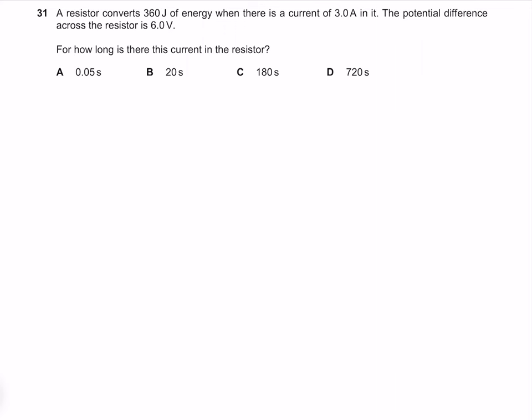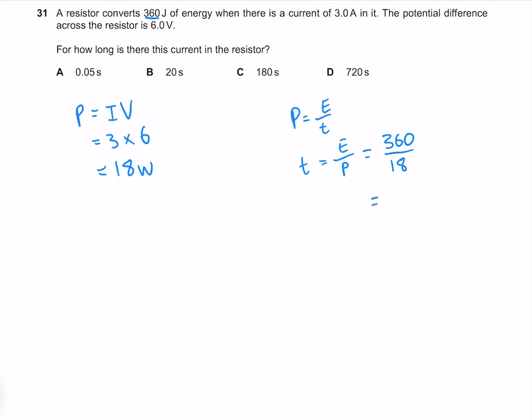For this, we need to recognize that power is the energy divided by duration, and so the duration that we're going to find, rearranging this equation, is going to be the energy divided by the power. We have the energy, but we don't have the power. We also know that power is equal to current times voltage, where we know the current is 3 and the voltage is 6, which gives us 18 watts. Using this and our 360 joules of energy gives me 20 seconds, so our answer is B.